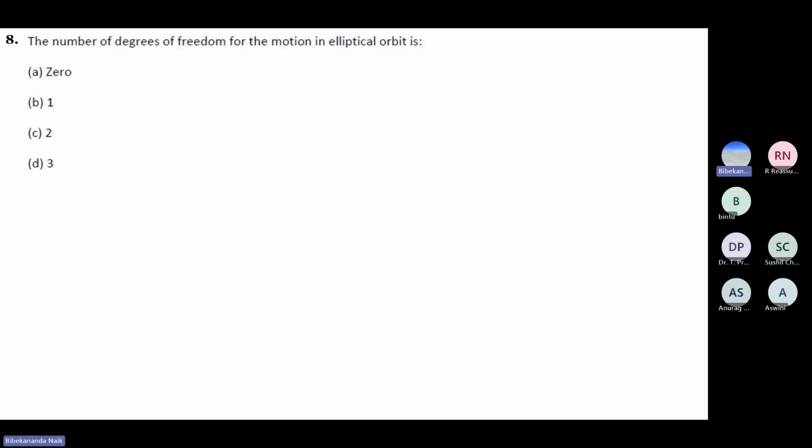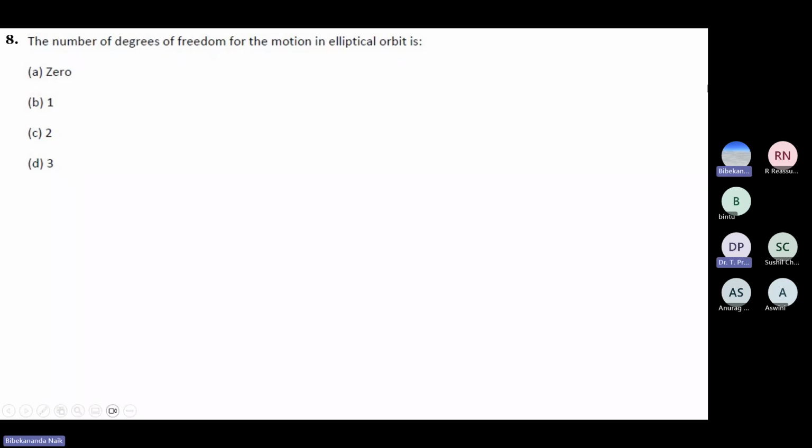So we say if a substance is moving in space, then it has 3 degrees of freedom. If it is moving in a plane, which is a 2-dimensional space, it has 2 degrees of freedom. If the object is moving in a straight line, then it has only 1 degree of freedom.